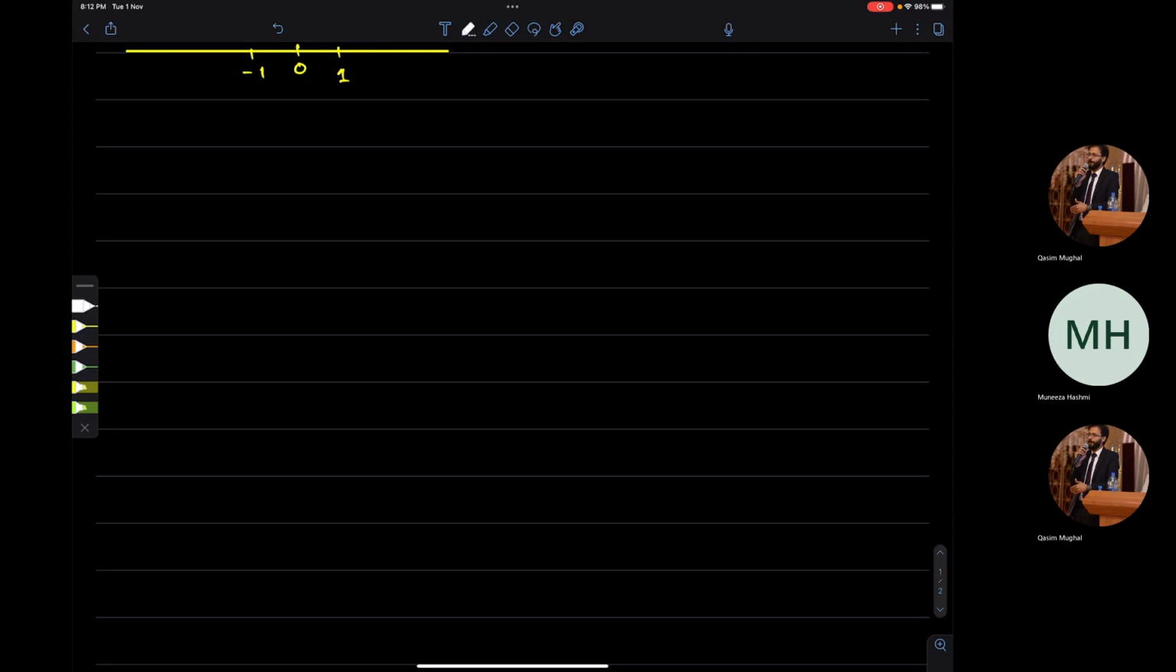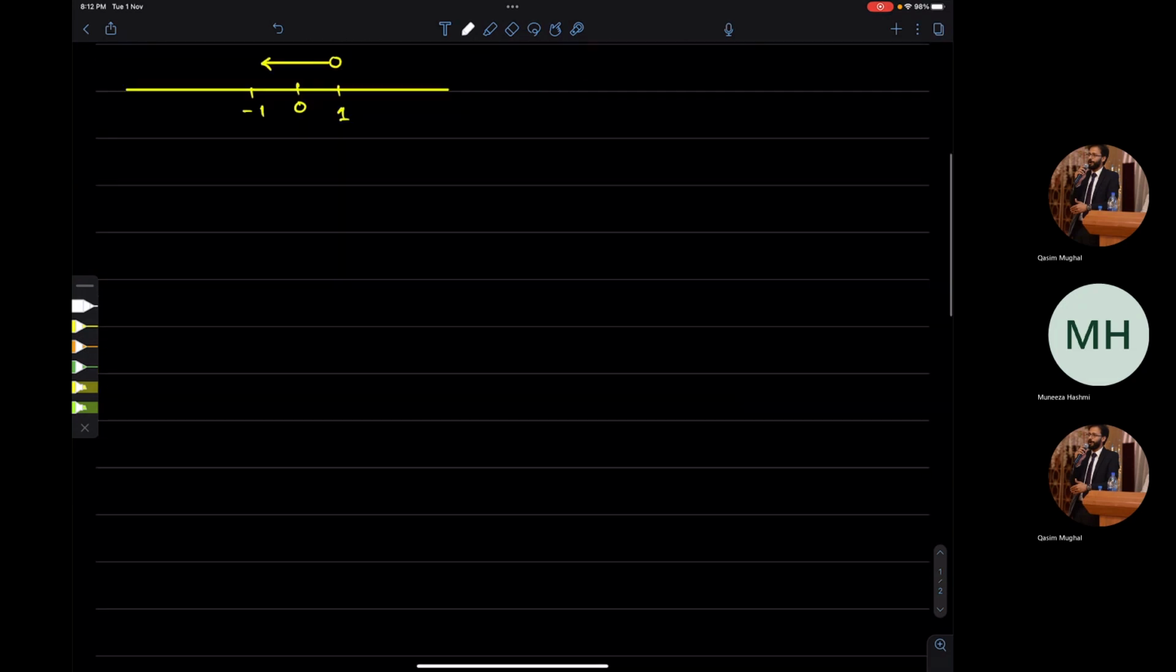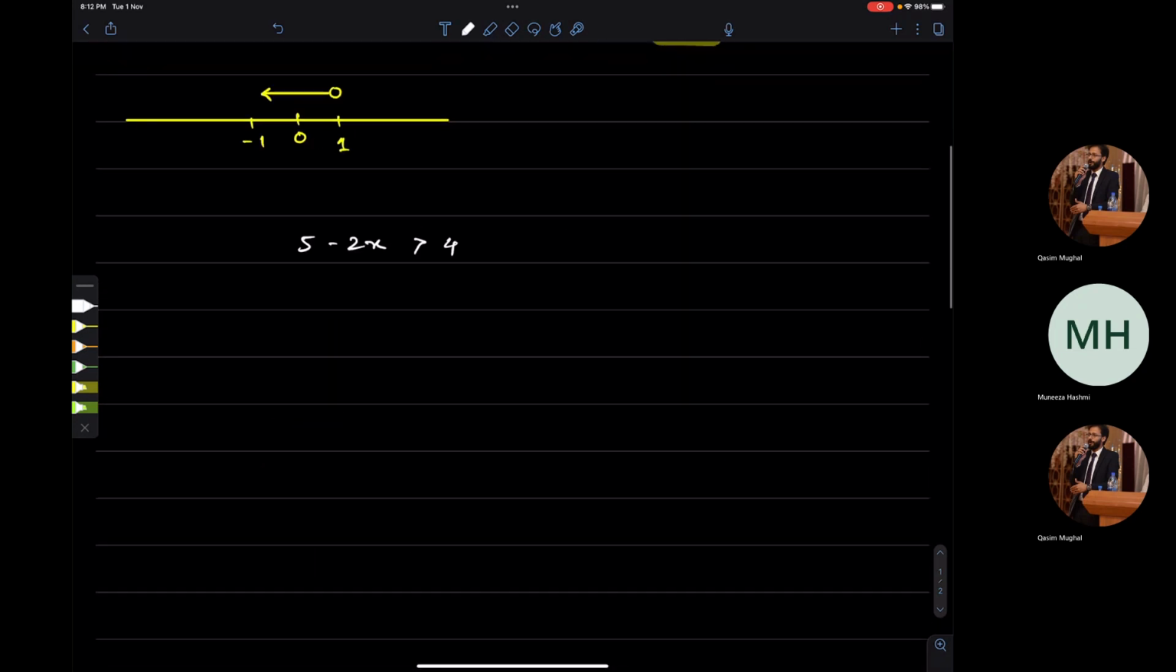Now, regarding the solution of the inequality, for example, you have the inequality 5 minus 2x greater than 4. If I'm going to solve this one, it's the same as before, but there's a little complication which you may come across while solving it. And here comes the rule of solving the inequality. Whenever you multiply or divide by a negative number, the inequality changes.